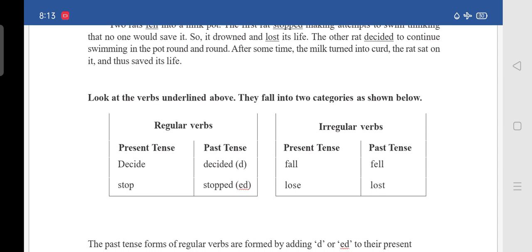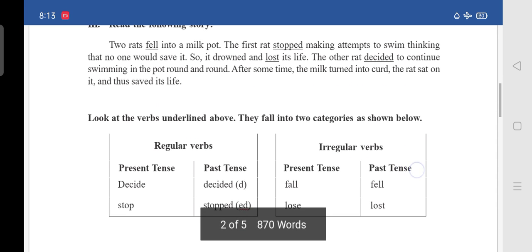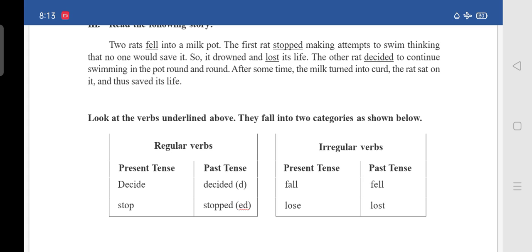Look at the verbs underlined above. They fall into two categories as shown below. So here there are some words underlined in this story, isn't it? What are they? One is fell, another is stopped, lost, decided. So see here, look at the verbs underlined above. They fall into two categories as shown below. If you see here, regular verbs, present tense and past tense.